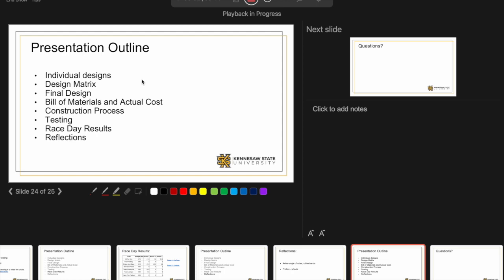But the presentation outline, as we could see, we went over everything: individual design, design matrix, final design, bill of materials and actual cost, construction process, testing, race day results, and reflections.